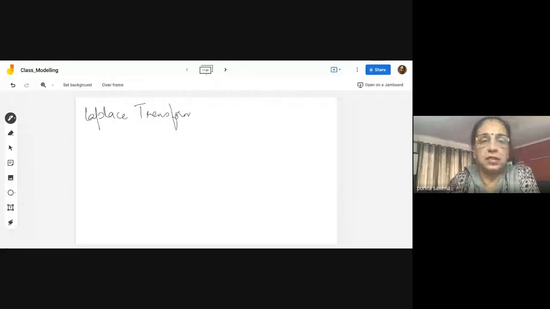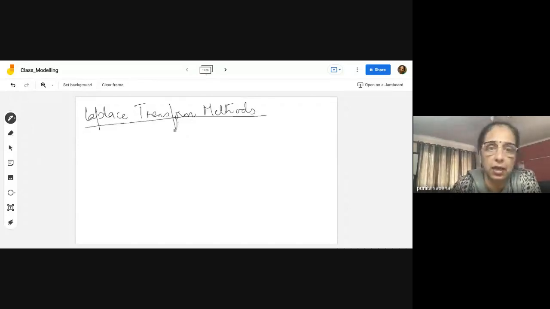Methods, in fact. But before we move on, what we have to understand is what kind of methods they are. Of course, there are some methods, but then their objective is to do what?